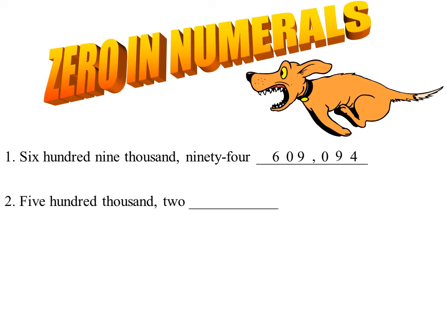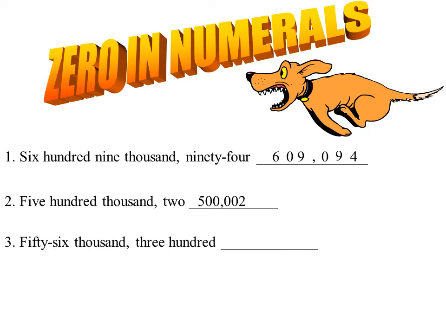Number 2, 500,002. So we have only 5 in the thousands family, in the hundred thousands, and 2 in the units, and we have to put 0 in the other places to save the place.